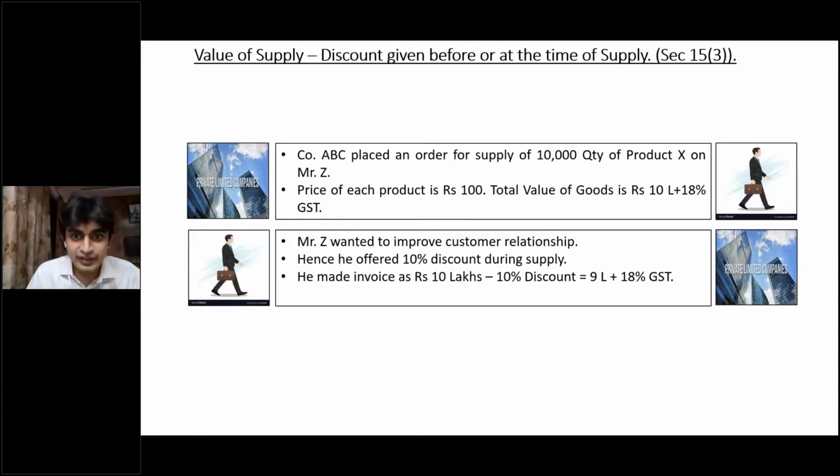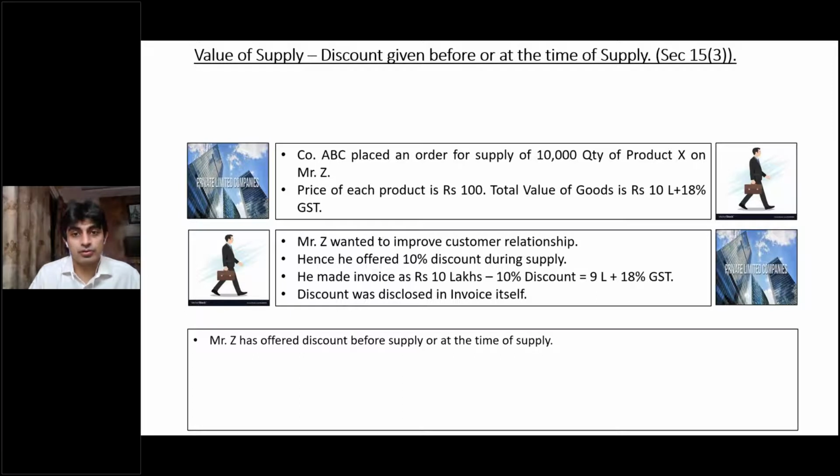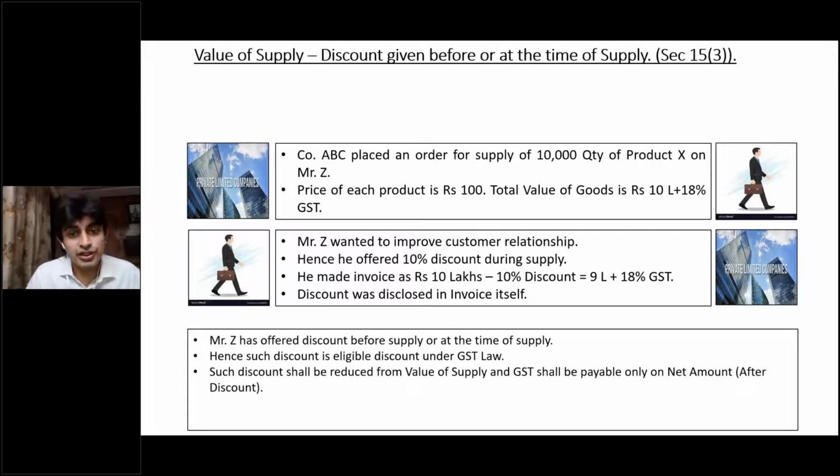So for GST, is this an eligible discount? The answer is yes. The discount was disclosed in the invoice itself. This is an eligible discount. Mr. Z has offered the discount at the time of supply and such a discount is eligible. The discount shall be reduced from the value of supply and GST shall be payable only and only on the net amount. So GST shall be applicable only on 9 lakh rupees.